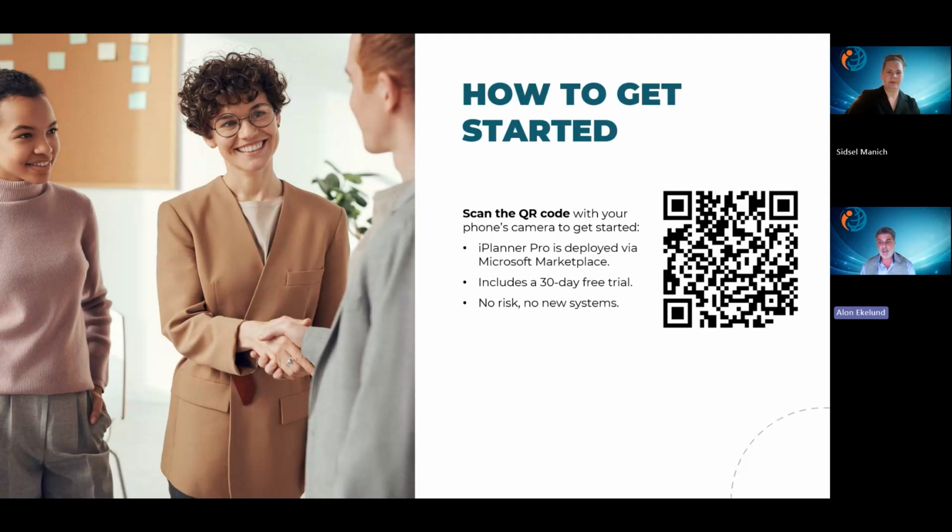So the first step will be to deploy iPlanner Pro, both in Outlook and in your Teams. You can use the QR code here to download iPlanner Pro and deploy it. You will automatically get the 30 days free trial. And the best way to test it is to select a small group and simply start testing it.